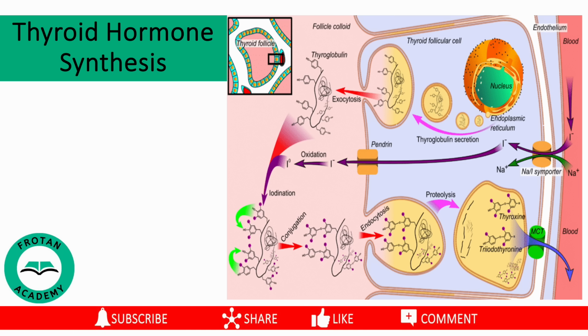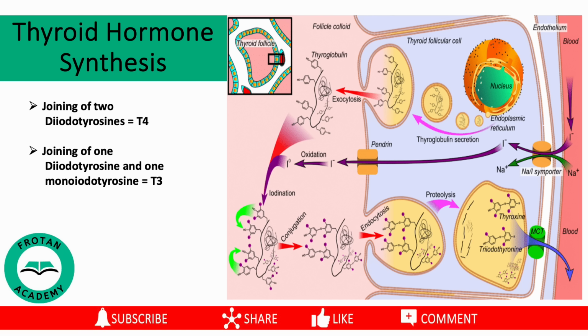This results in the formation of monoiodotyrosine and diiodotyrosine depending on the number of tyrosine residues of the thyroglobulin linked to the number of iodine atoms. These iodine-linked tyrosine residues are then joined together by the thyroid peroxidase enzyme via coupling reaction forming tetraiodothyronine and triiodothyronine. Joining of two diiodotyrosine results in the formation of T4 or thyroxine, and joining of a monoiodotyrosine to a diiodotyrosine results in the formation of T3 or triiodothyronine.